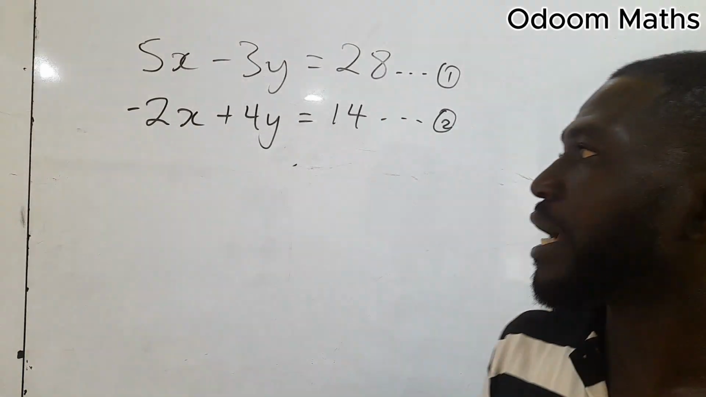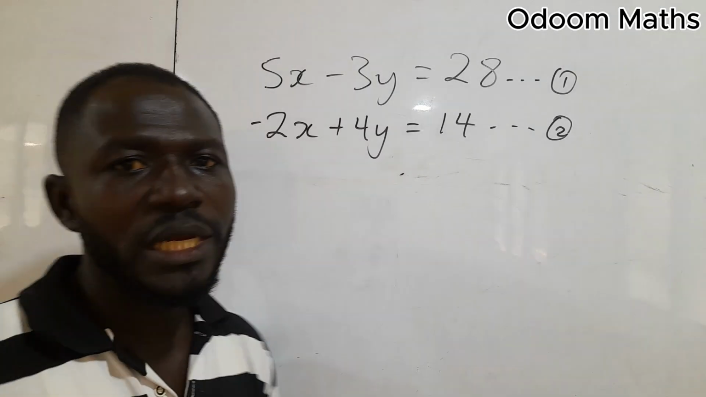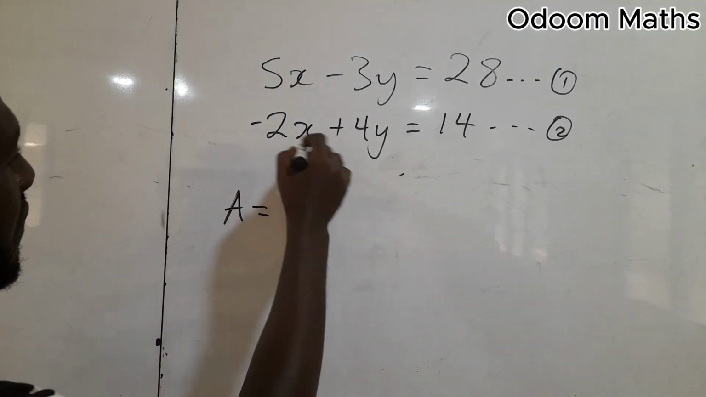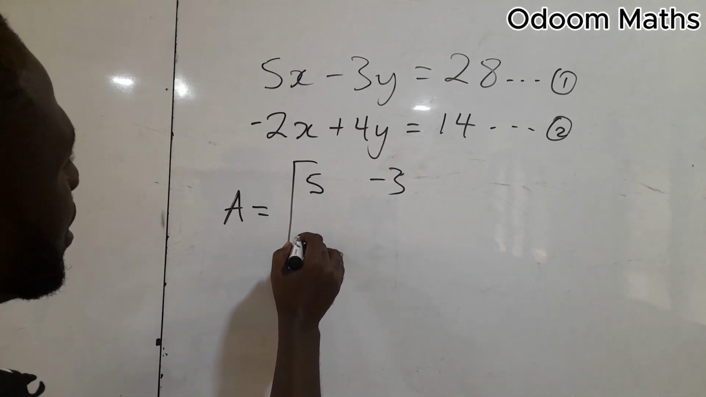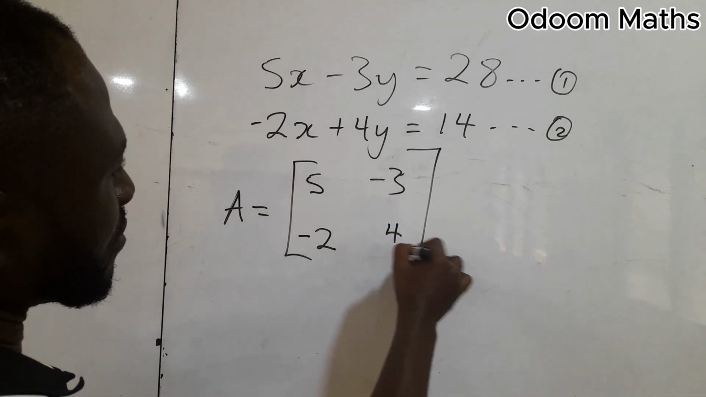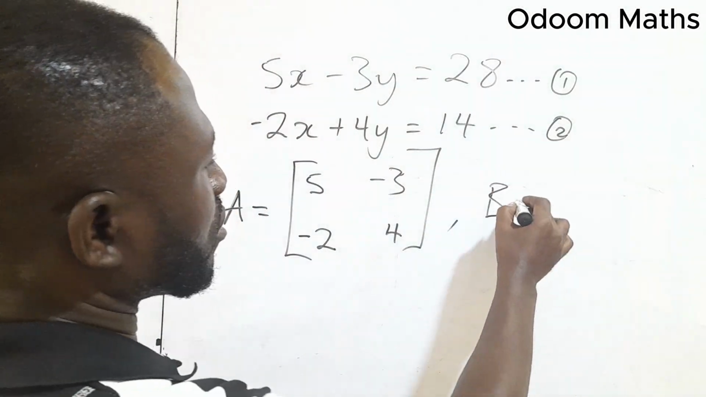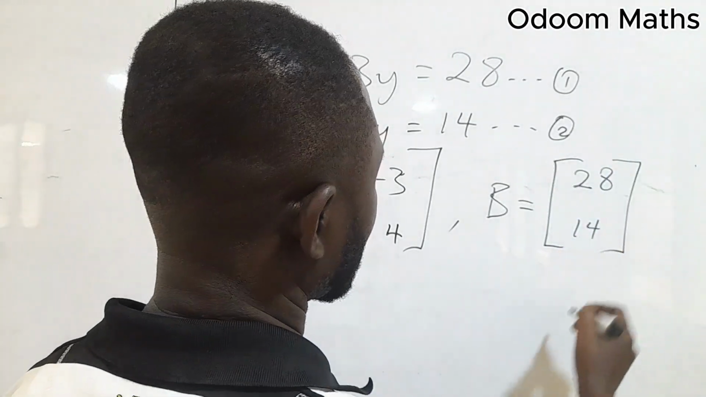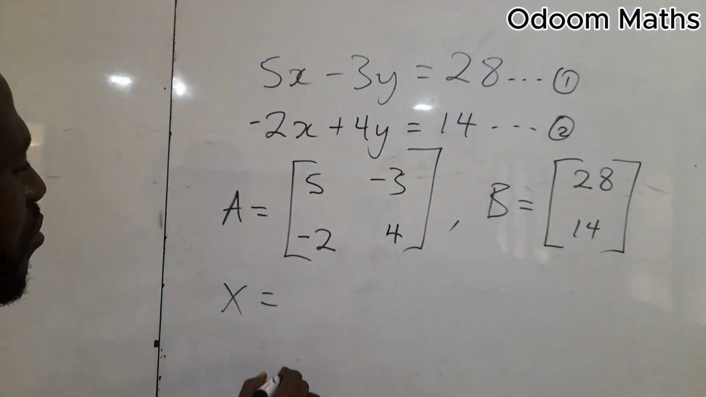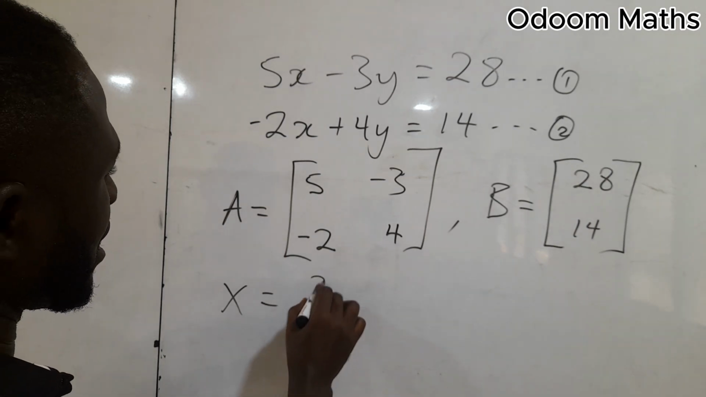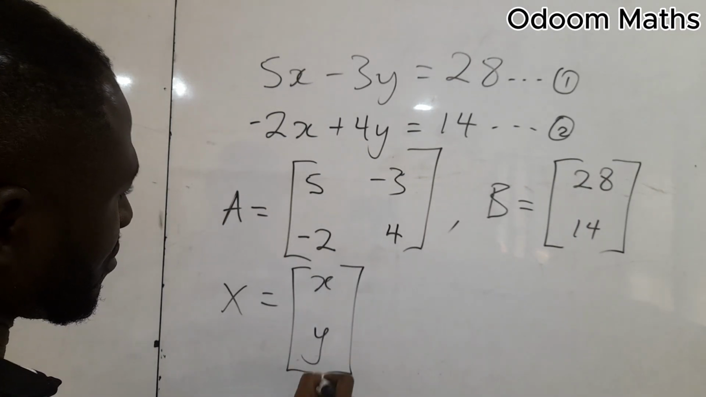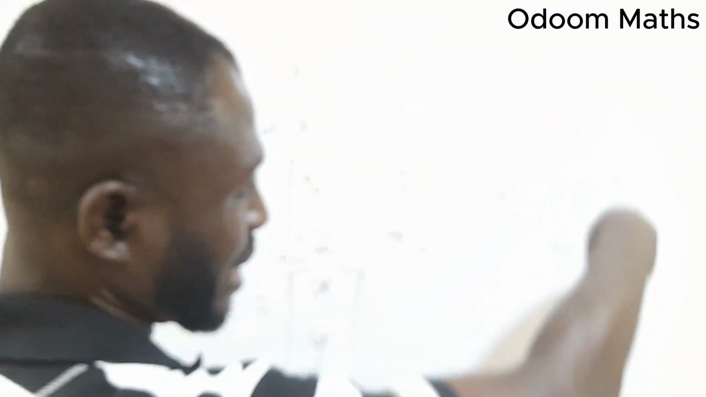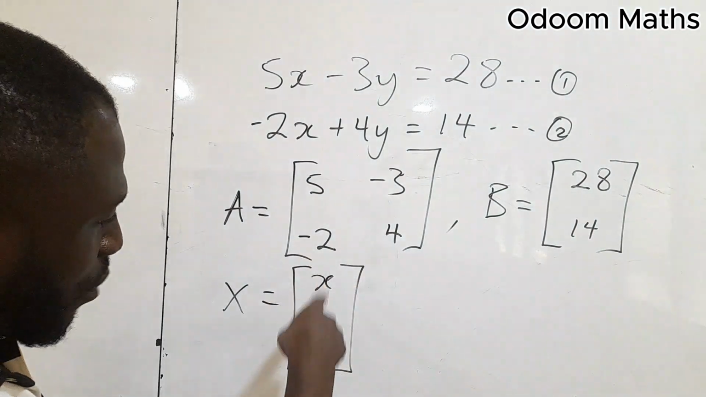Okay, so we first need to write the coefficients matrix. Now we let A equal 5, negative 3, negative 2, 4. And then we let B become 28, 14, as well as our X being equal to x, y. Okay, now this is a 2 by 2 matrix. This is a 2 by 1 matrix. And this is also a 2 by 1 matrix.